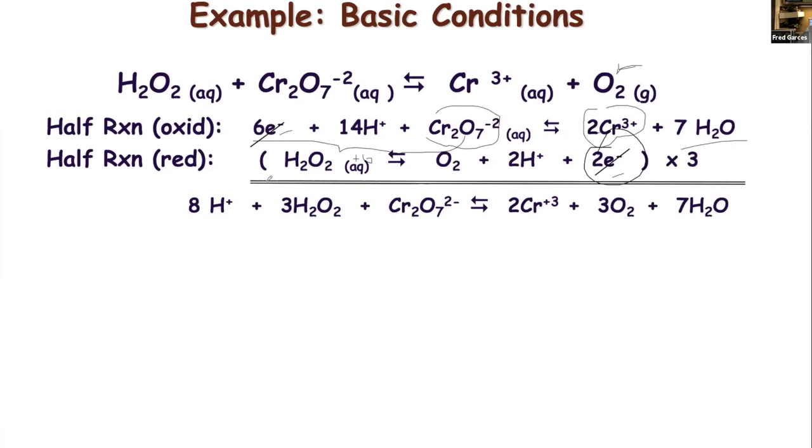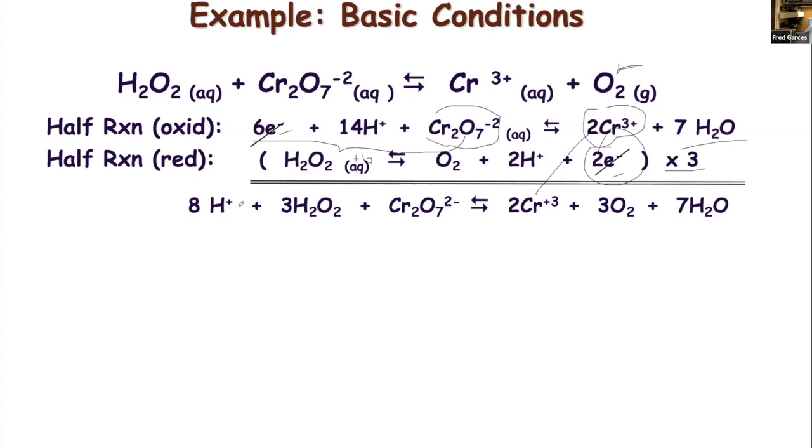The electrons should cancel. In the end, we get 14 H plus here, but we have 2 times 3, 6 hydrogens here. So that leaves us 8 hydrogens net. We still got 3 hydrogen peroxide. Remember, we're multiplying the whole bottom reaction by 3. We still have 1 dichromate, 2 chromiums from here, 3 oxygens because we're multiplying the bottom reaction by 3, and then there are 7 waters from this reaction. That's your balanced equation under acidic medium.